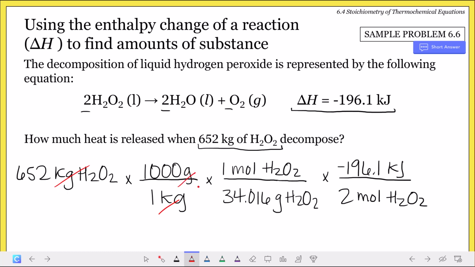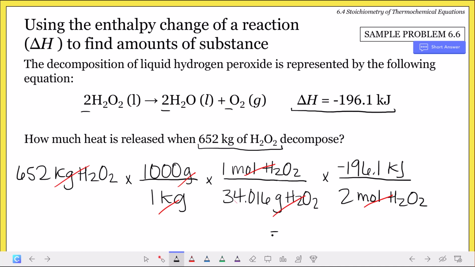I went from grams of hydrogen peroxide to moles of hydrogen peroxide using the molar mass of that compound. And then I went from moles of hydrogen peroxide to some amount of heat energy using this thermochemically equivalent quantity based on my balanced equation.